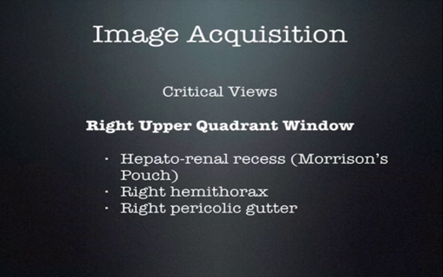We're also going to look at the right hemithorax to diagnose blood into the chest, or hemothorax. And we're going to look at the right paracolic gutter. The right paracolic gutter is a potential space where blood may collect inferior to the kidney. However, this is not a common place. Morison's pouch is the most common place for blood to collect.